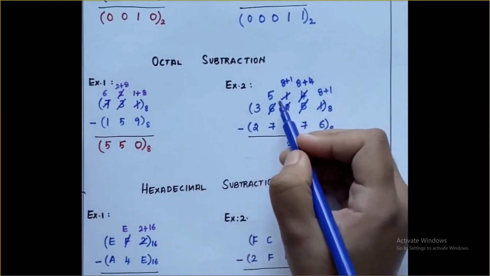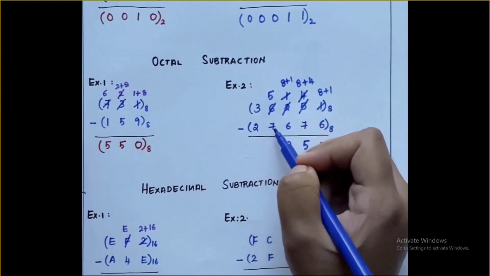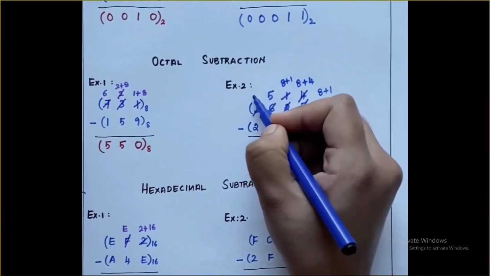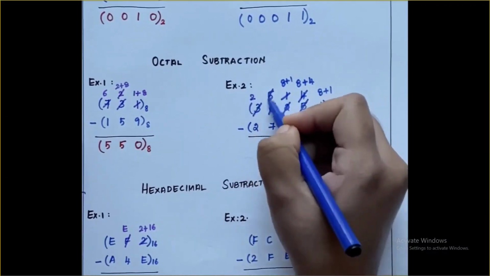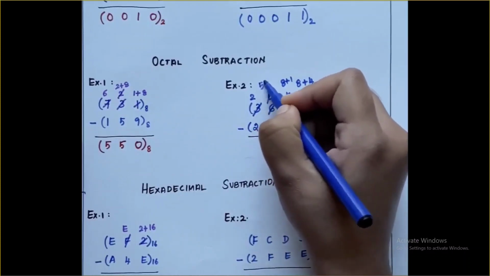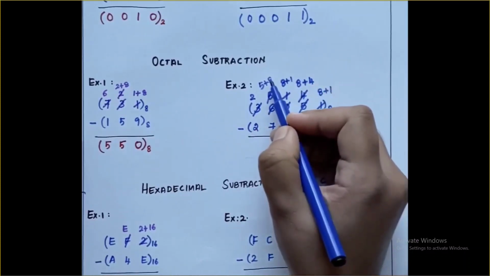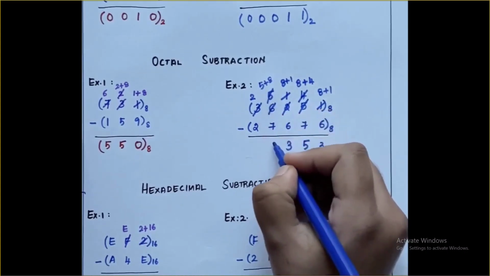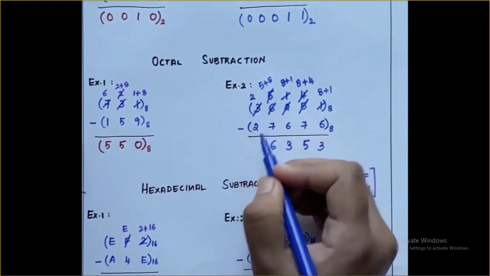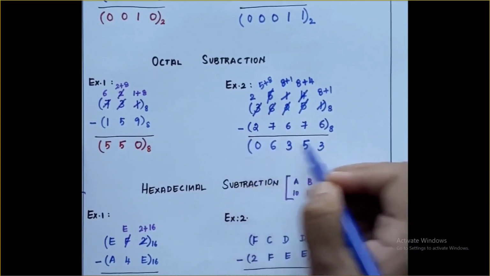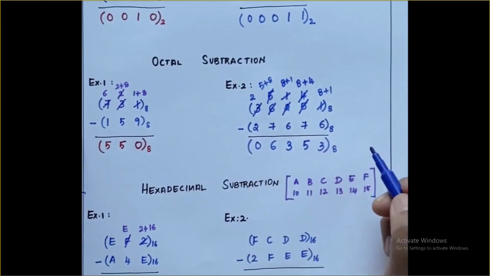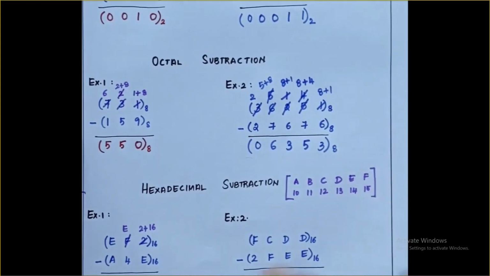Next, again 5 is less than 7. So the previous bit has to be reduced by 1. So 3 reduced by 1 is 2. In place of 5 we will have 5 plus the base 8. So 8 plus 5 is 13. 13 minus 7 will be 6. Again 2 minus 2 will be 0. So this is the subtracted value for the given octal number.